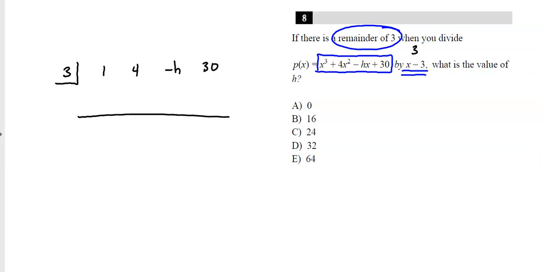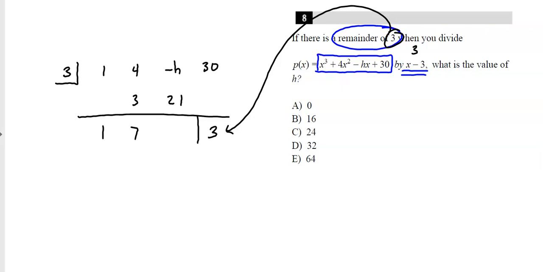All right. Well, I already know the answer is going to give me a remainder of 3. So this clue, the remainder, that's what we're at right there. So I kind of know how it ends, and I know how it begins. Bring the 1 down. 3 times 1 is 3. Add them up, I get 7. 3 times 7 is 21.